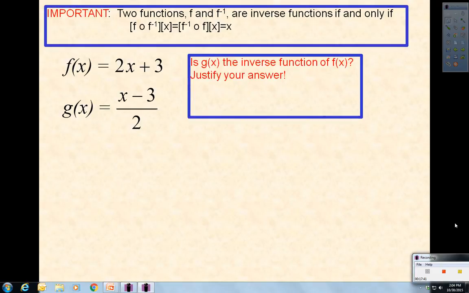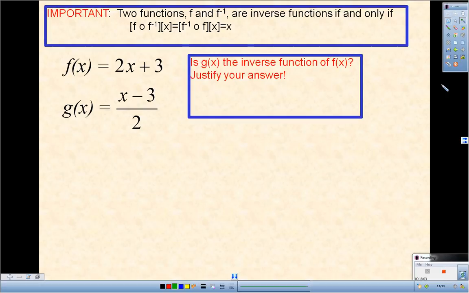Alright, so here's the last very important concept that I want to teach you, is that two functions, f and f inverse, are inverse functions if and only if f of f inverse is equal to f inverse of f is equal to x. So what's interesting about inverses is the fact that if you want to verify that a function and another function are inverses of each other, you can prove it by doing function composition. And that's what's so special about function composition, and also about the warm-up that we did.